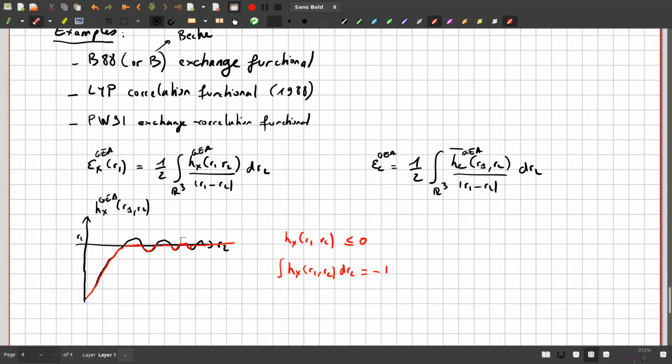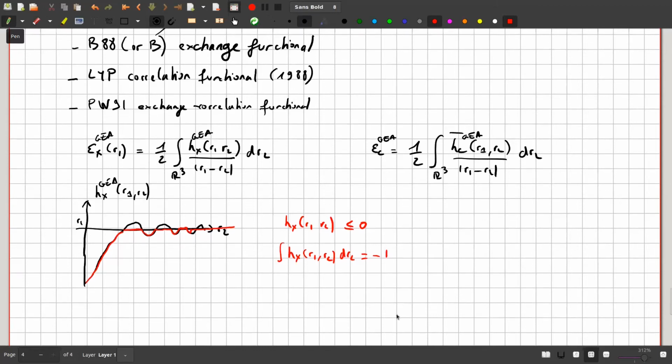So of course, now you have something that looks a bit weird, but you have to do this integral over R2, and that will average out these discontinuities. Okay, and if you do that, you find numerically an exchange energy per particle that is much more reasonable than the starting GEA expression. You can do the same for the correlation part.